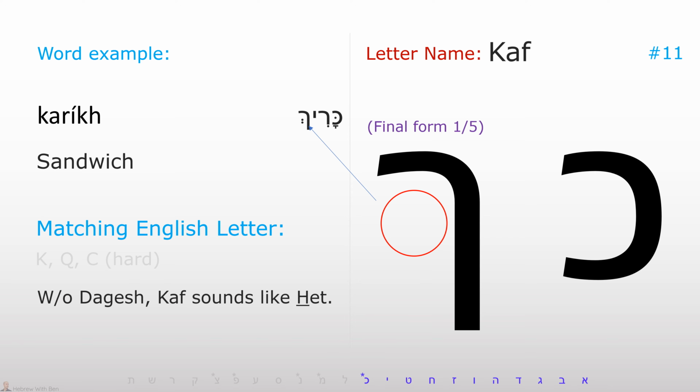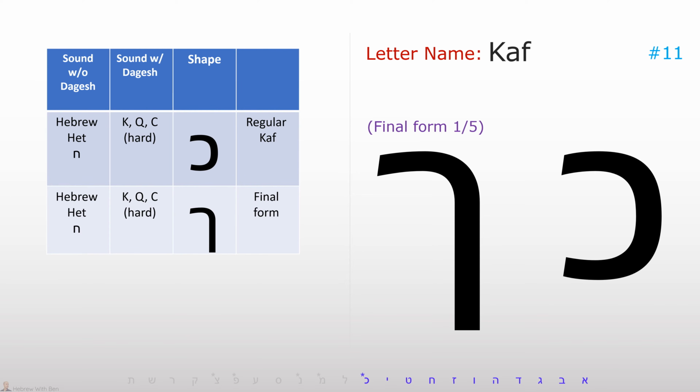To quickly memorize Kaf, the letter has a final form and also 2 sounds. One with dagesh and one without dagesh. The first one is similar to the English K. The second one is similar to the Hebrew Chet.